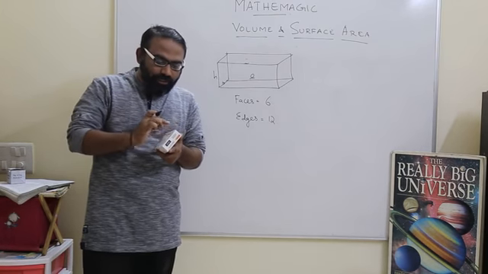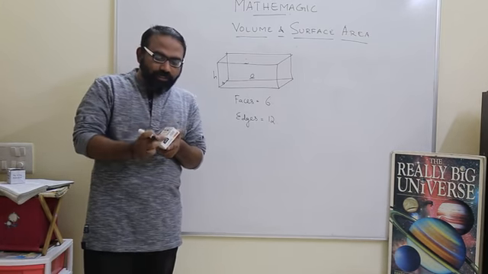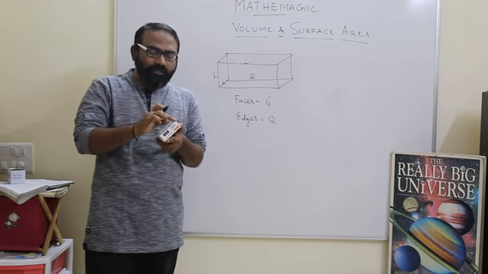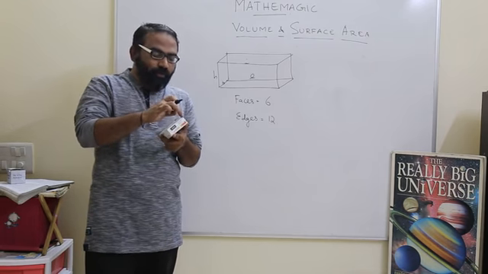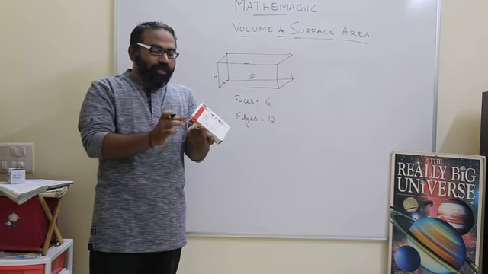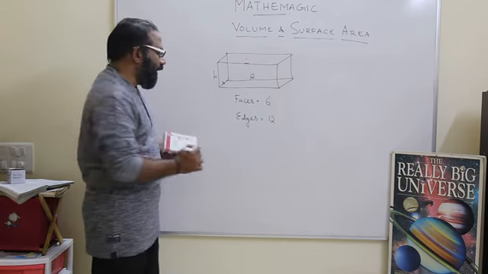See this, one edge, two edge, three edge, all these three edges meet at this place. This pointed place is called a vertex. So how many vertices does it have? 1, 2, 3, 4, 5, 6, 7 and 8.